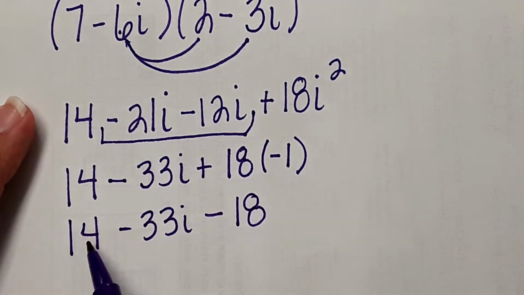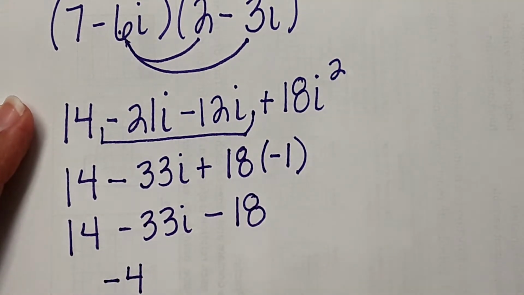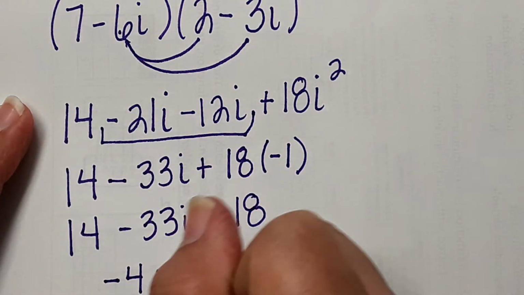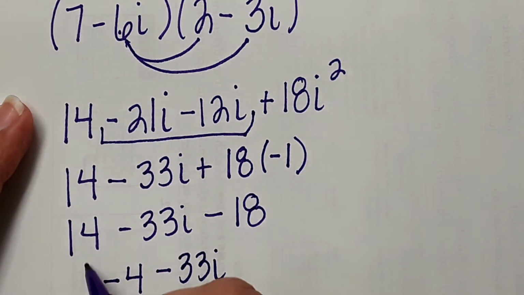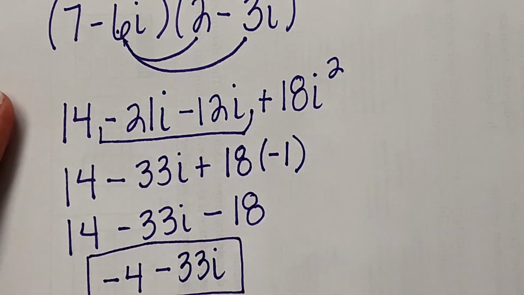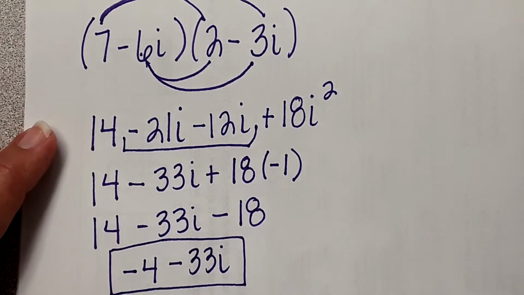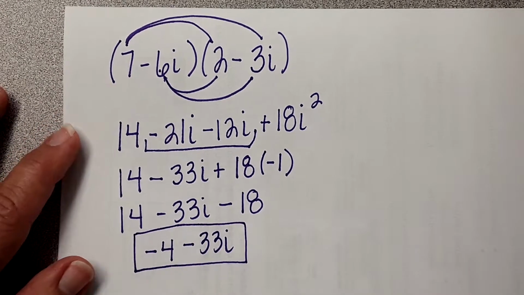So 14 minus 18 would be negative 4. And you're always going to put the negative 4 first because you always put the real first minus the imaginary. And so that is how you FOIL. So there's the whole problem again.